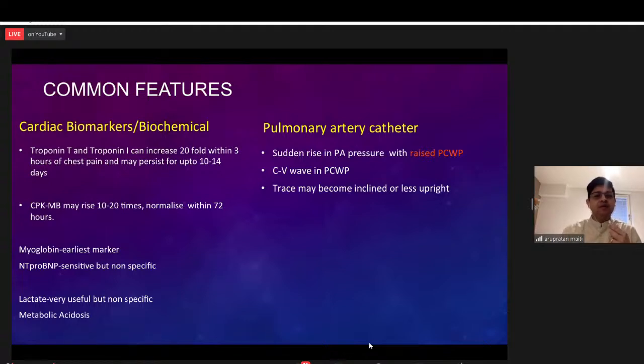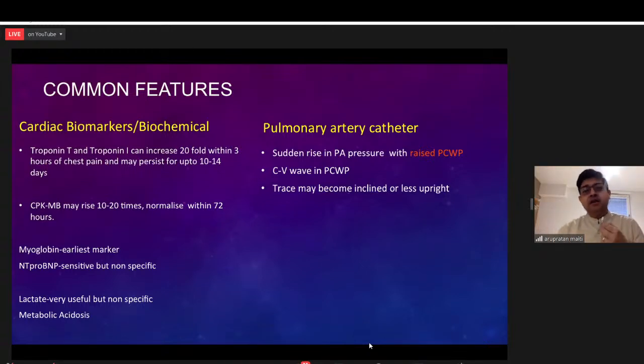There are different cardiac biomarkers which start to rise at different time intervals and remain high for different time periods. But the usual thing we do, troponin is the most common biomarker we use. And NT-proBNP is a marker which is sensitive but not specific. It can be raised in different conditions like chronic heart failure and any cardiac conditions. Lactate and metabolic acidosis will invariably rise in case of myocardial infarction, but they are again non-specific, because they can also arise in hypovolemia, in infection, in any other causes. So they are sensitive, but not specific.